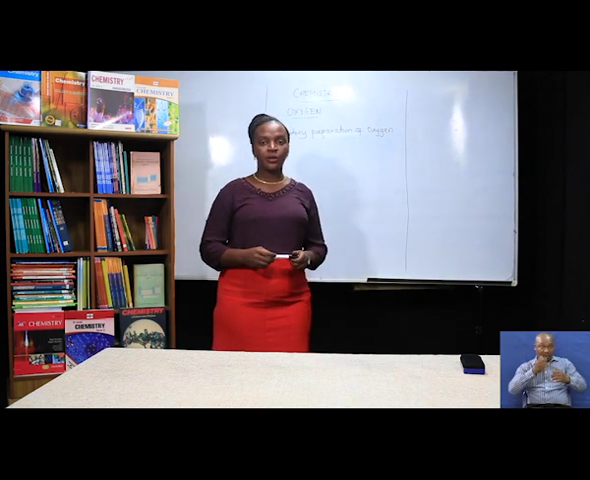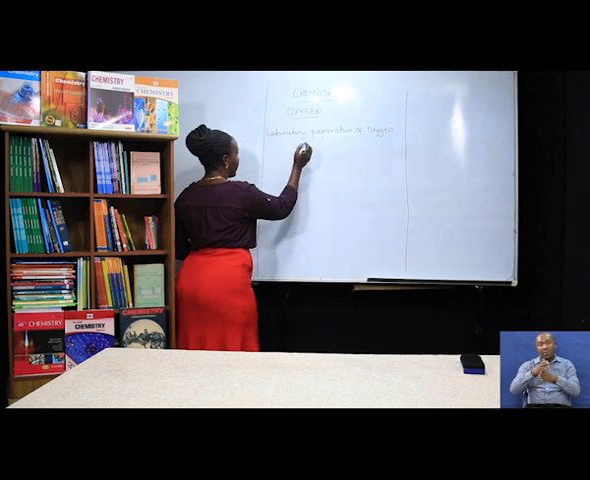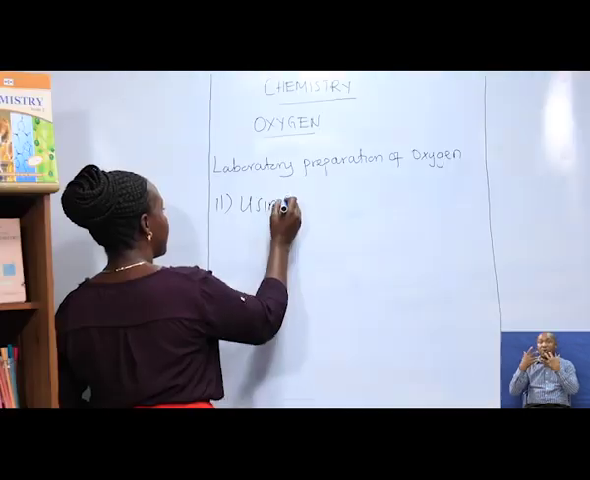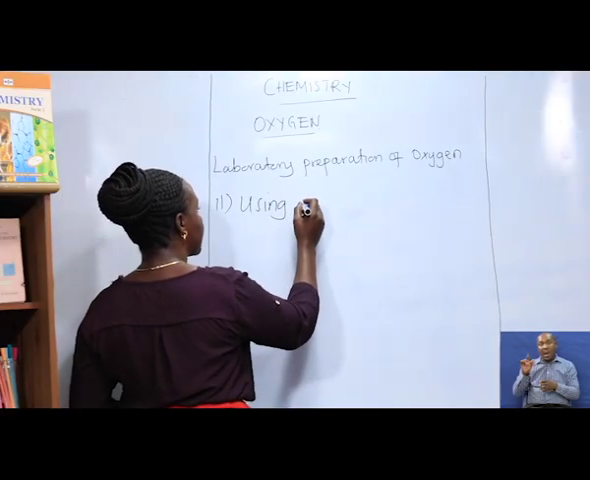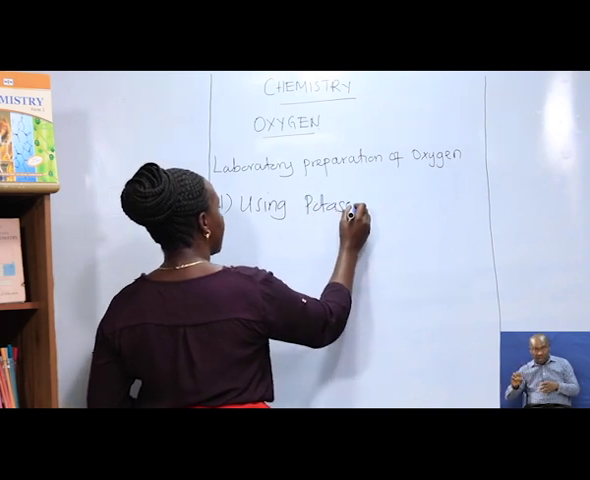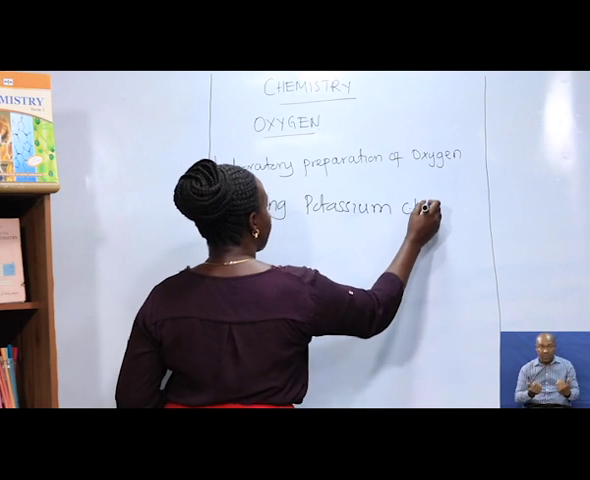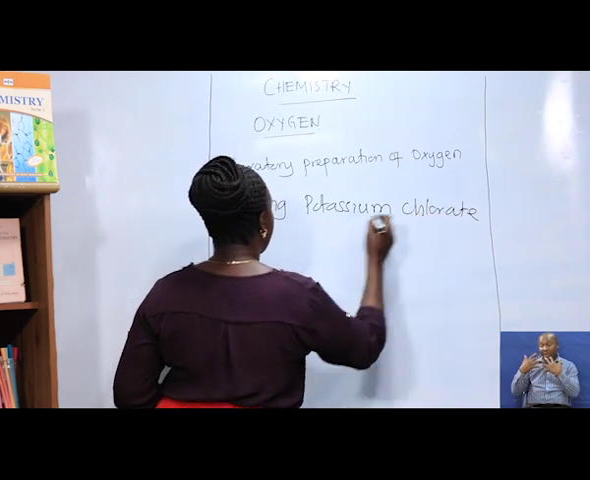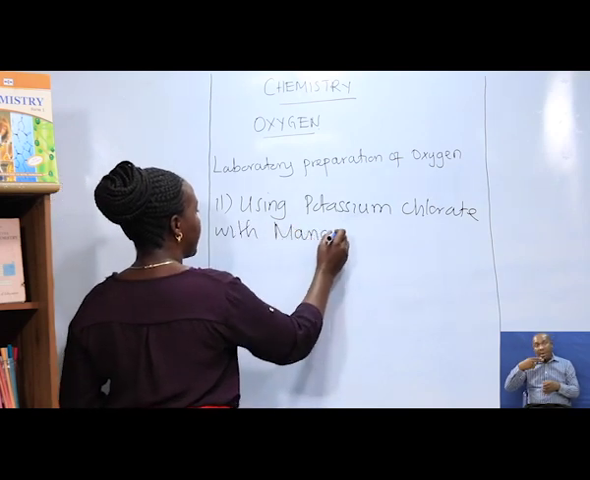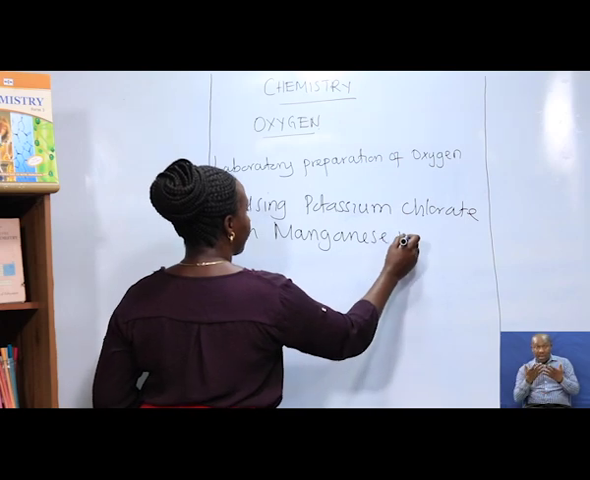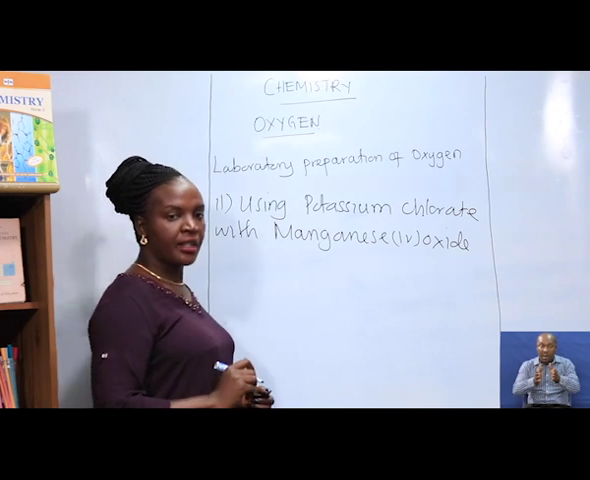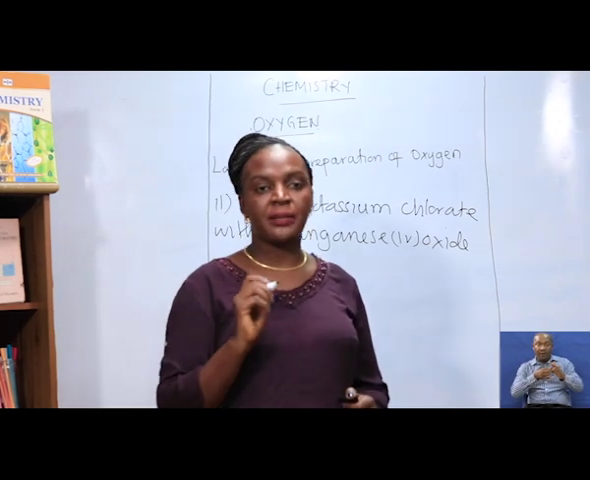And now consider how we set the diagram. So preparation of oxygen gas, number 2, using manganese 4 oxide and potassium chlorate, using potassium chlorate with manganese 4 oxide. Remember, in the preparation of oxygen gas, there must be a catalyst.